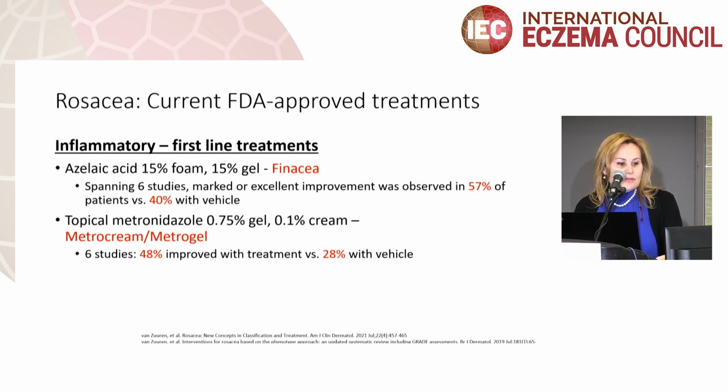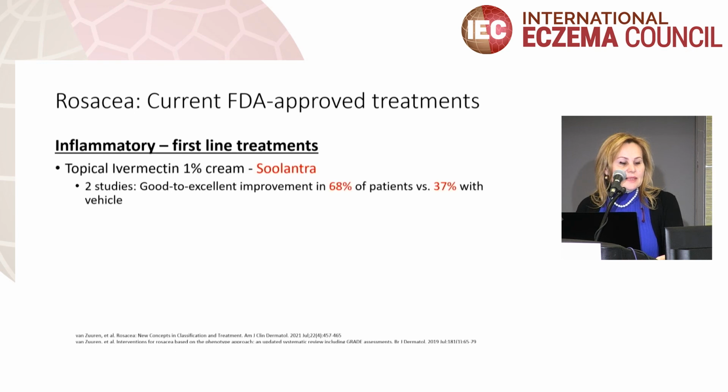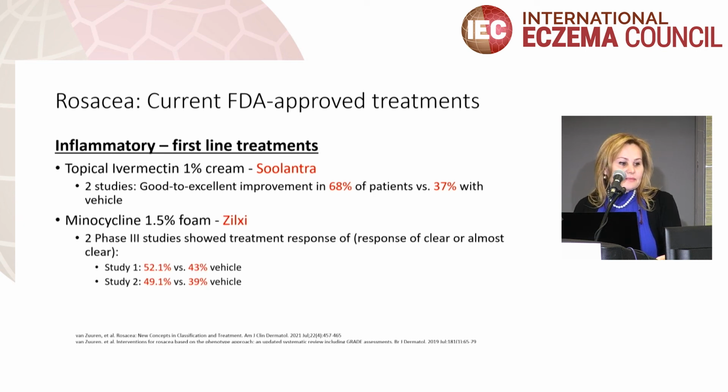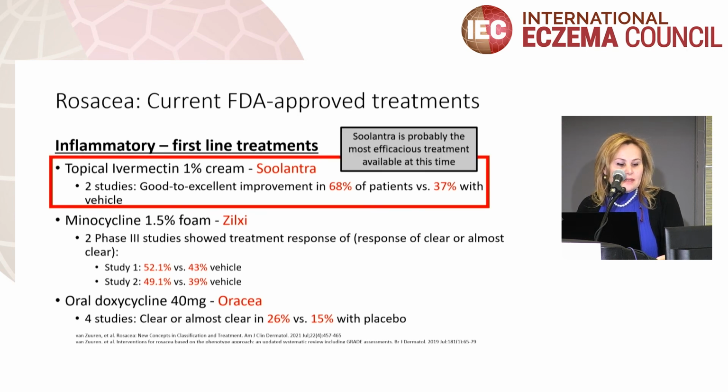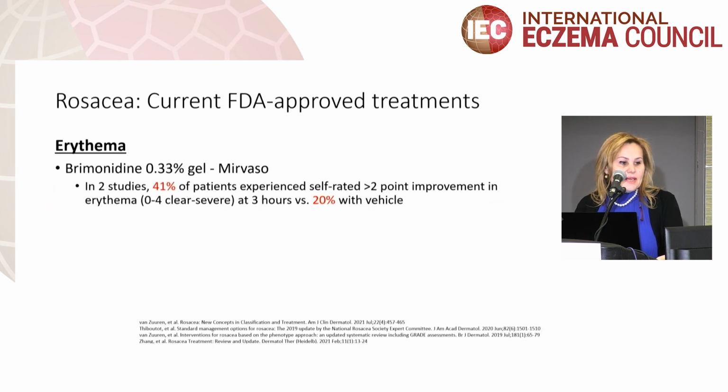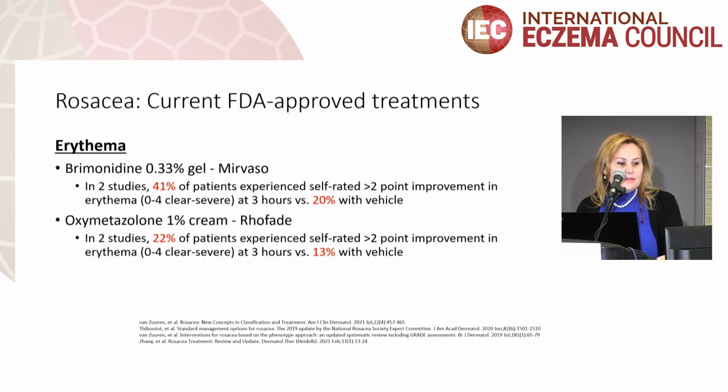Topical metronidazole is a little bit older treatment. Now we have a little bit better treatment, Soolantra, ivermectin 1%. This is currently the best treatment available, and also the safety is the best. And minocycline foam, oral doxycycline 40 milligrams, Oracea, and Soolantra, again, probably the most efficacious treatment available at this time. Erythema-targeting treatments are Mirvaso or brimonidine, and also Rofade.